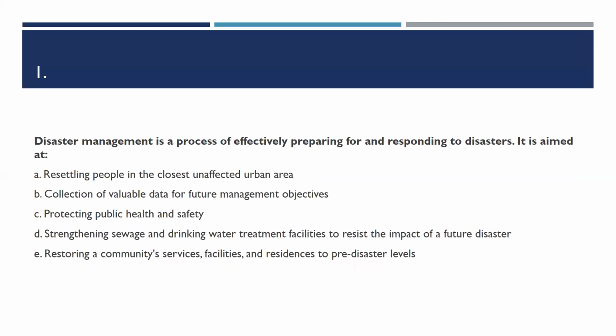Coming to the MCQs. Disaster management is a process of effectively preparing for and responding to disasters. It is aimed at: A. Resettling people in the closest unaffected urban area. B. Collection of valuable data for future management objectives. C. Protecting public health and safety. D. Strengthening sewage and drinking water treatment facilities to resist the impact of a future disaster. E. Restoring a community's services, facilities, and residences to pre-disaster level. The answer is C. Protecting public health and safety.